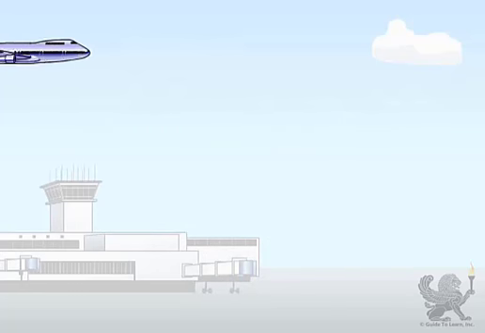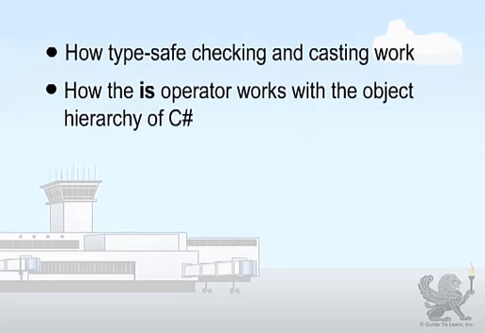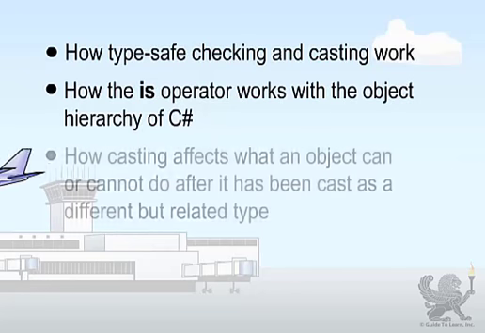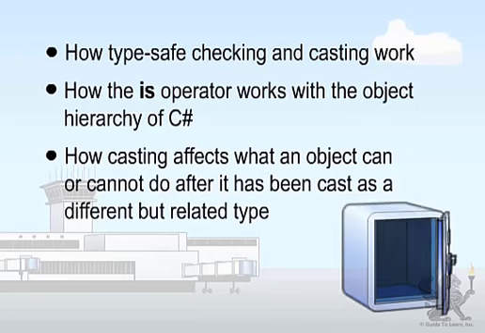In this animation, you have seen how type-safe checking and casting work in C#. You have seen how the is operator works with the object hierarchy of C#, and how casting affects what an object can or cannot do after it has been cast as a different but related type.